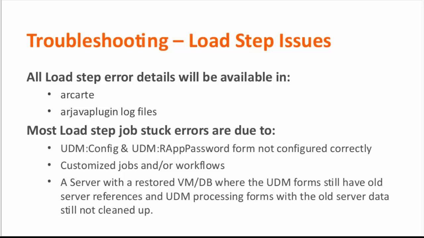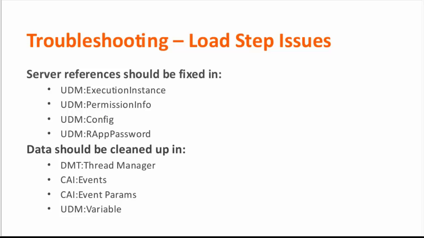Another very important issue we see is if a server has been restored through a VM or a DB restore, we see old server references in UDM forms, and old processing data stuck in forms and not cleaned up, right? So the important forms you have to look at and clean up: the server references should be fixed in these following 4 UDM forms: execution instance, permission info, UDM config, and wrap password. And then for the other 4 following forms, go clean up the data which has entries from the other server, right? Thread manager, CI events, CI event parameters, and UDM variable.